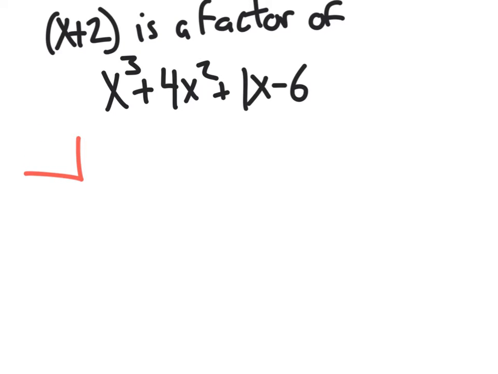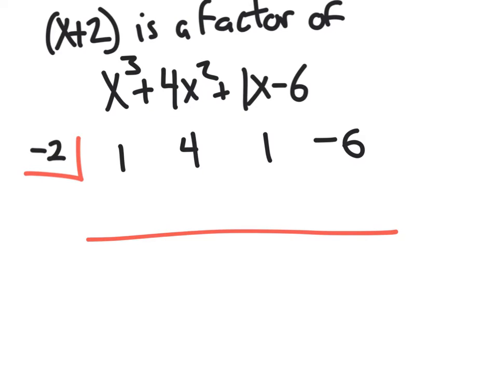Exactly, -2. So in synthetic division, you do have to put the opposite of the number you see here with x. So if it's a +2, you're going to put a -2. And then we're going to put our coefficients of the polynomial. And the coefficients are 1, 4, 1, -6. Okay, and we are going to do synthetic division just to show you that this is the truth about the remainders. It's going to be 0. All right, so check it out.